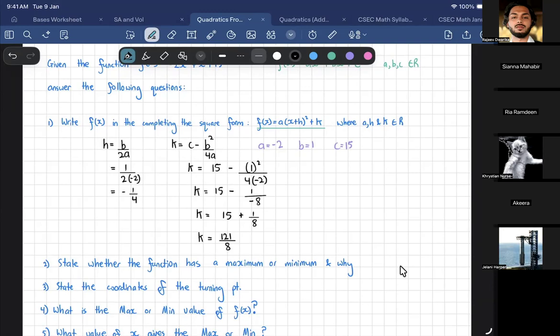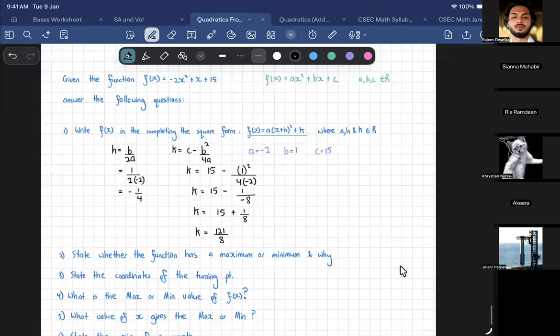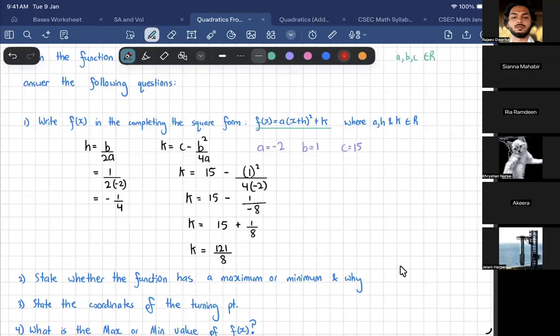Yes, sir. Okay. Cool. That being said, let's write our answer in the complete square form now. That is the complete square form: a(x plus h) squared plus k. I have a question. Ria, do we know what a is? Yeah or no? Yeah, a. Do we know what h is? Yeah. Do we know what k is? Yeah. Right. Well, we have everything we need to write it in the complete square form.